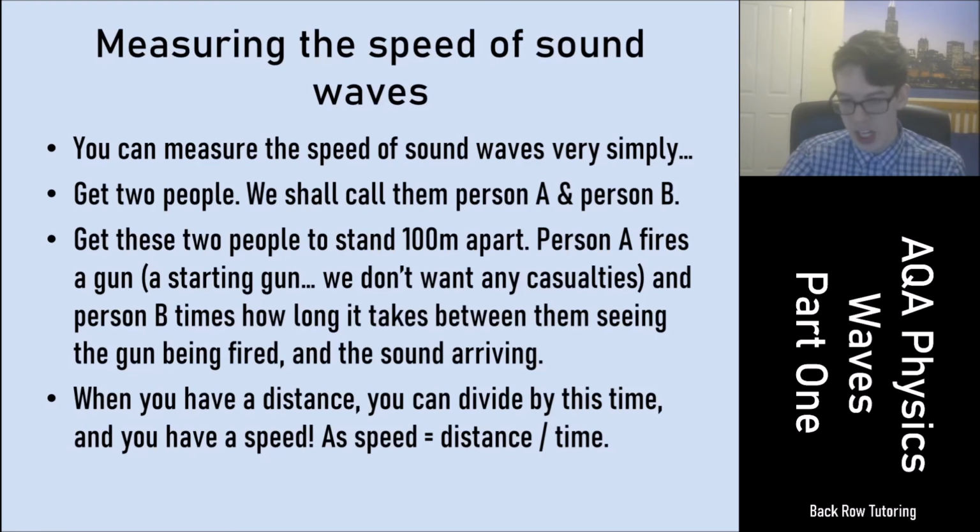So you can actually measure the speed of sound waves quite simply. All you need to do is get 2 people. We'll call these people person A and person B. Get these 2 people to stand 100 meters apart. Person A fires a gun, a starting gun, as we don't want any casualties, and person B times how long it takes between them seeing the gun being fired and the sound arriving. When you have a distance, you can divide this by time, and then you have a speed, as speed is equal to distance over time.